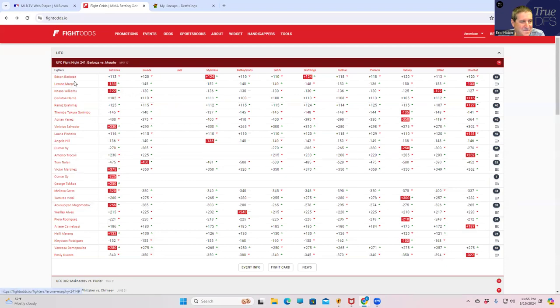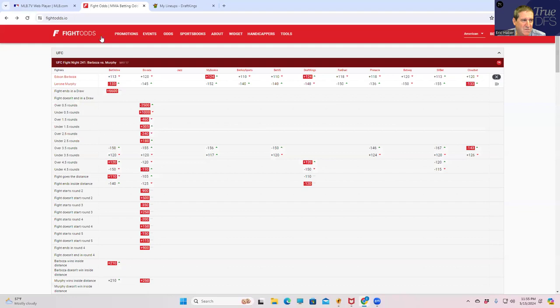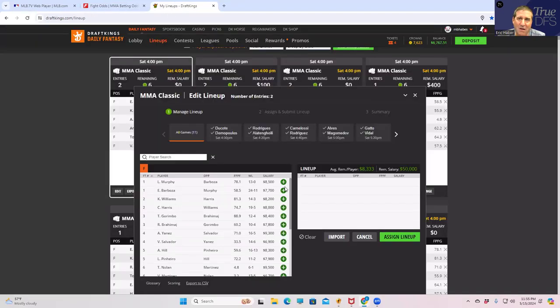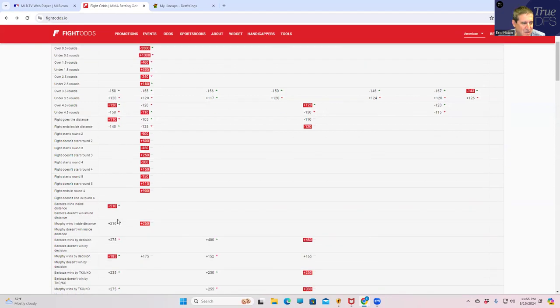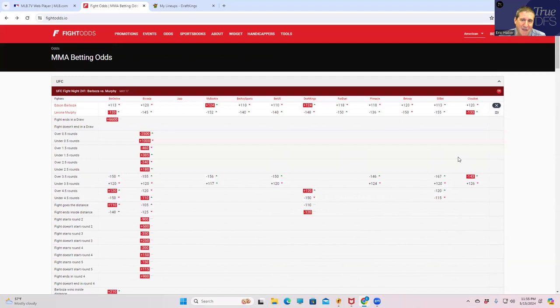All right, main event: Edson Barboza versus Leron Murphy. So you look through this. First of all, again, price is right. Murphy 8,500, Barboza 7,700, pretty much a middling build. And you look at the inside the distance line, Barboza's plus 200, Murphy plus 200. So the inside the distance line is fair. It's not great for either of them, but they have five rounds to work with.